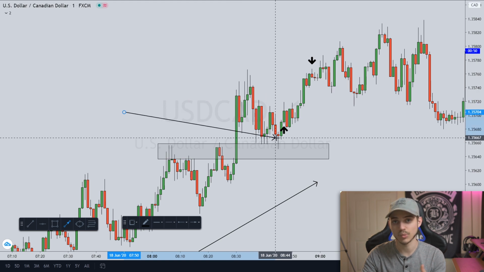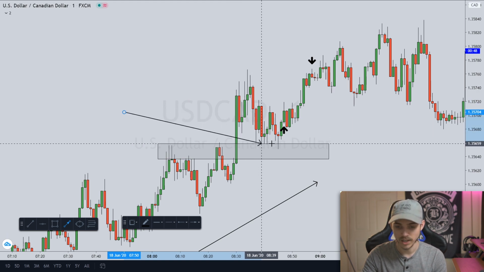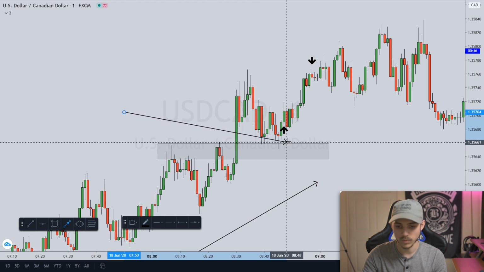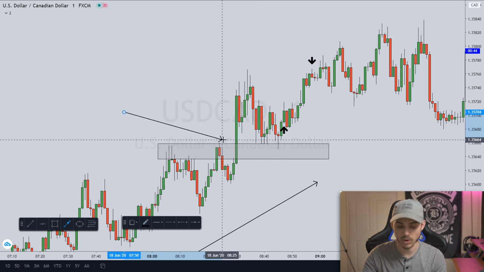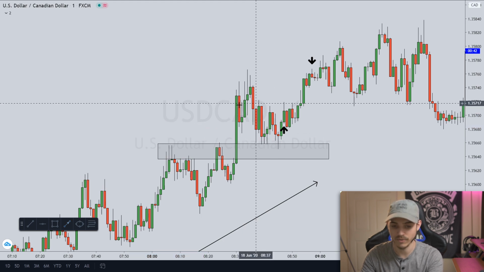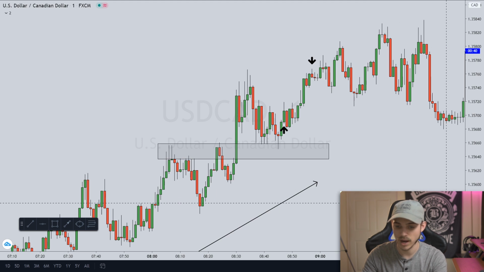And then price comes right back down to this level and tests it as support, and we can see that this level is indeed holding. So this is a good sign for us to start looking for buy opportunities.